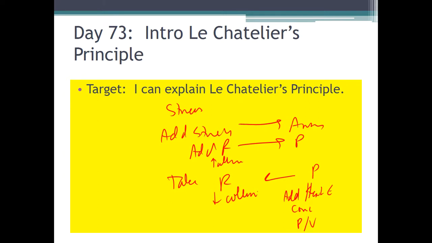So, remember, Le Chatelier: if you add, it runs away. If you take, it moves towards. And never take a Frenchman's baguette. It'll come straight towards you.